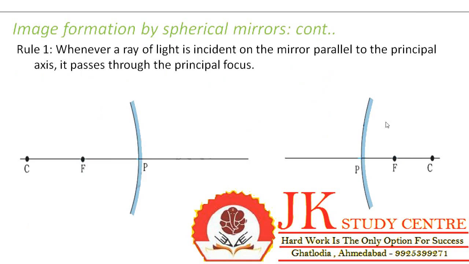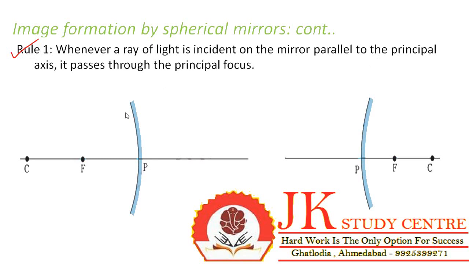So with this concept in mind, let us go through the rules for image formation by spherical mirrors. There are a set of rules which are to be followed to understand the image formation by spherical mirrors. So here is rule number 1. It says that whenever a ray of light is incident on the mirror parallel to the principal axis, it passes through the principal focus after reflection.